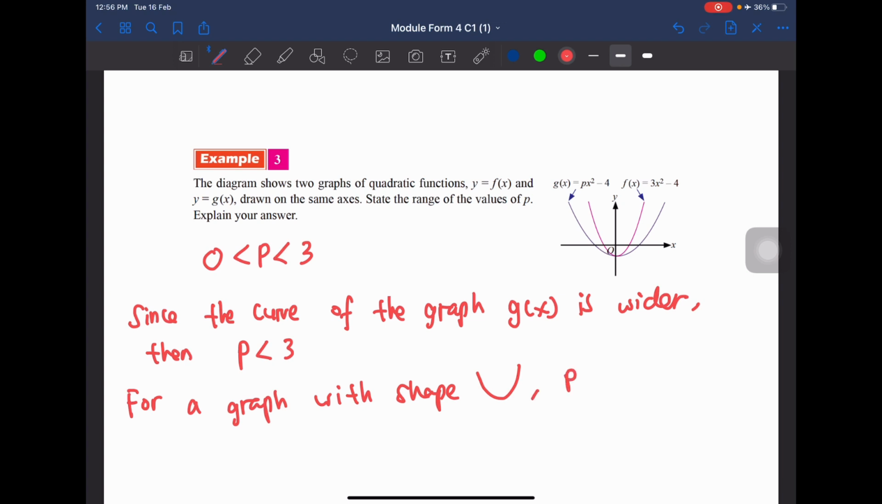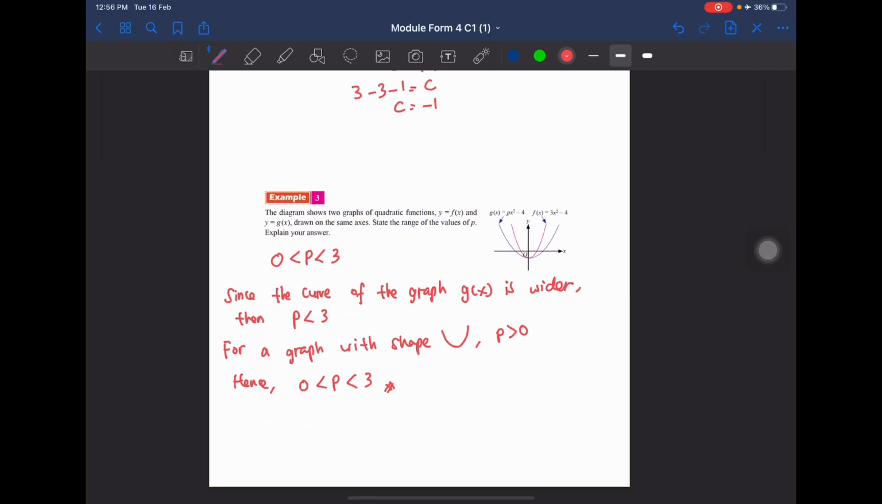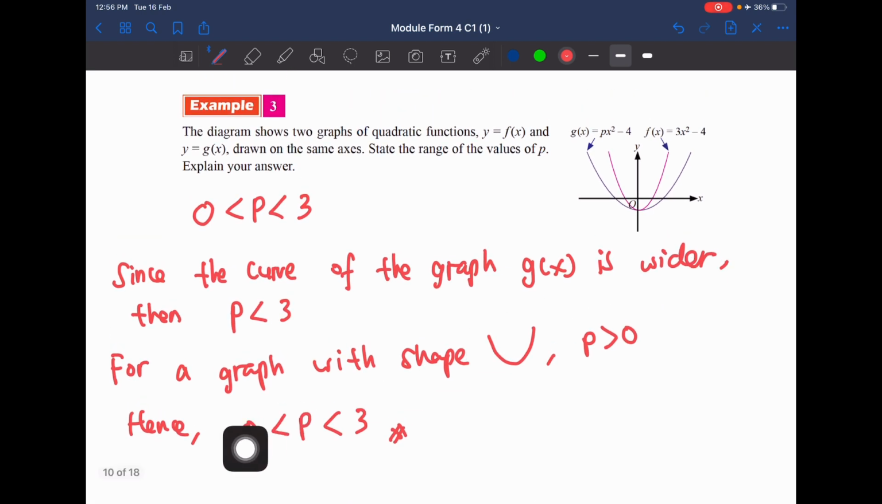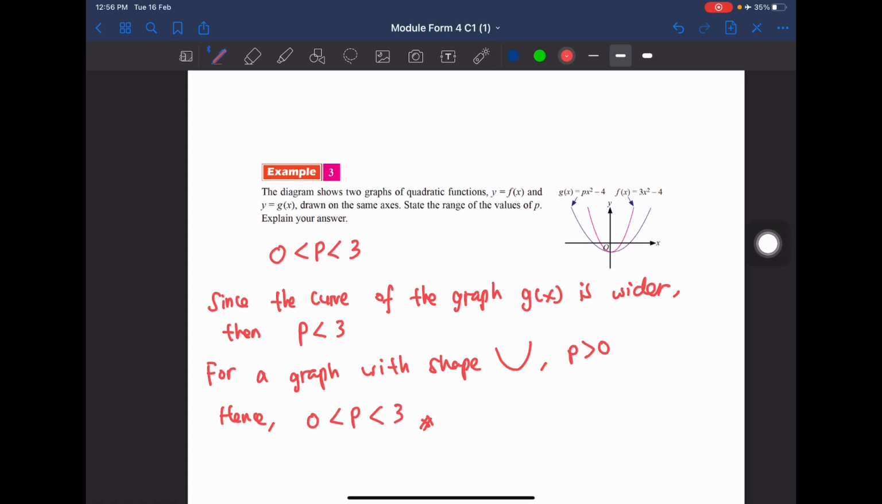Okay, p must be more than 0. So hence we know that p is between 0 and 3. Okay, faham kenapa p lebih besar daripada kosong? Sebab dia senyum, memanglah lebih besar daripada kosong. Tapi kenapa dia lebih kecil daripada 3? Sebab saiz dia lebih besar daripada yang tengah ni.